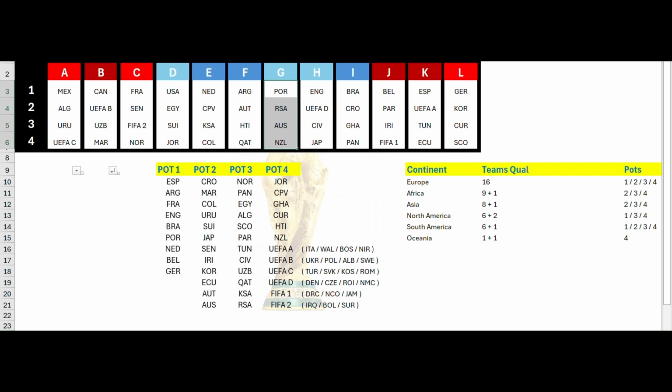Group G, best group since Alice in Chains, Portugal, South Africa, Australia, New Zealand. Group H, England, UEFA D, Cote d'Ivoire and Japan. Group I, Brazil, Croatia, Ghana and Panama. Group J, Belgium, Paraguay, Iran, beg your pardon, and FIFA playoff winner 1. Group K, Spain, UEFA playoff winner A, Tunisia and Ecuador. And lastly in Group L, Germany, South Korea, Curacao and Scotland.